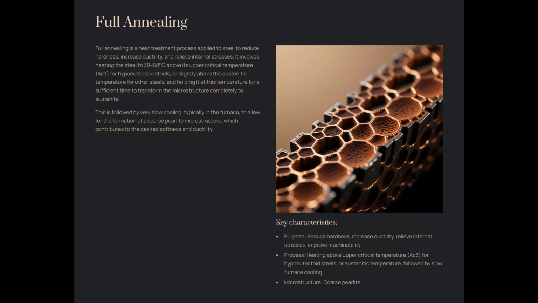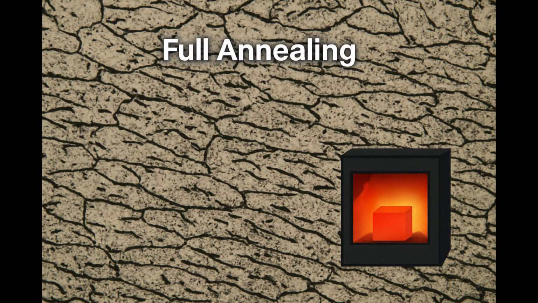Ac3 for hypoeutectoid steels, or slightly above the Ac1 temperature for other steels, and holding it at this temperature for a sufficient time to transform the microstructure completely to austenite. This is followed by very slow cooling, typically in the furnace, to allow for the formation of a coarse pearlite microstructure, which contributes to the desired softness and ductility.